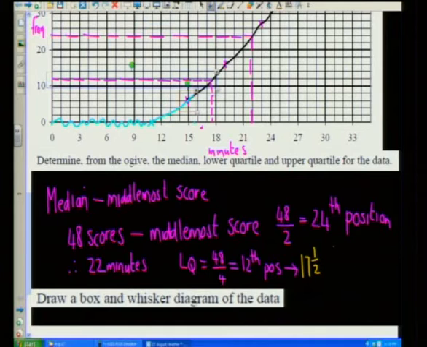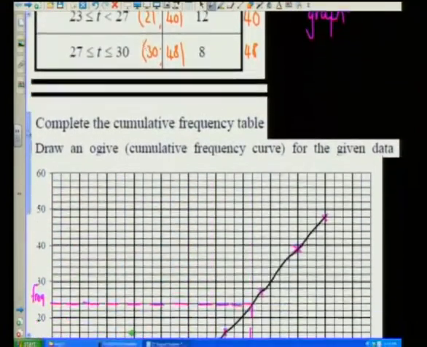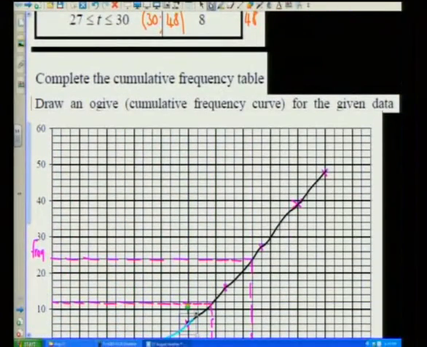Likewise, they want my upper quartile. Now, I'm not going to go through all of it, but remember that if my first quartile is in the 12th position, and the 24th position is the median, then three-quarters of the way is going to be in the 36th position. So again, I'm going to go to my ogive, and I'm going to go to 36. Easy enough. I'm at 30. I'm going to go to 36, and I'm going to take my ruler.